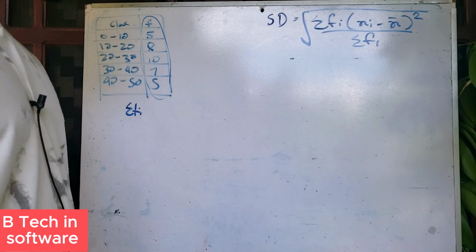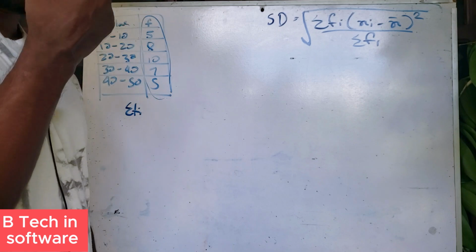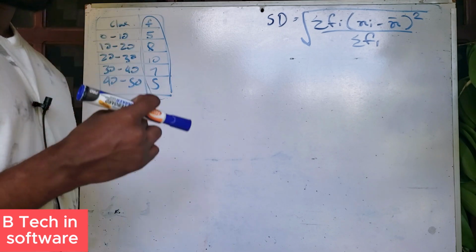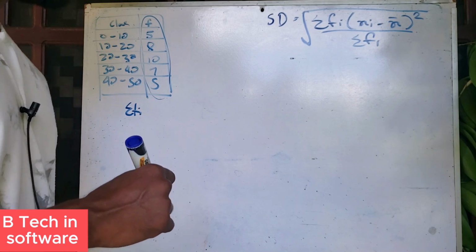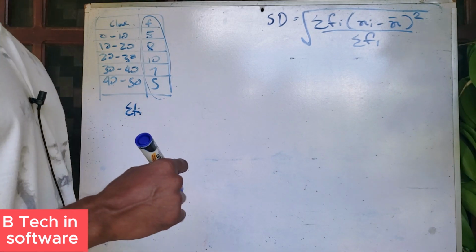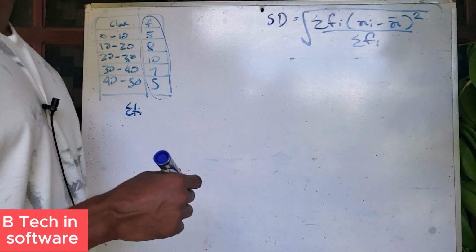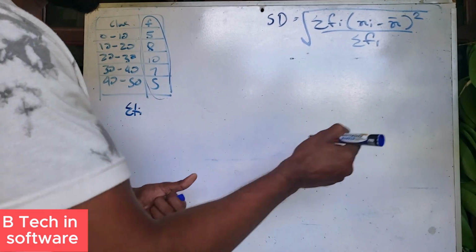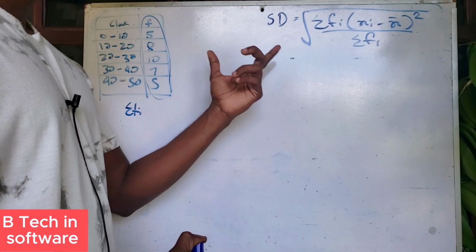In the previous video, we talked about how to find standard deviation for ungrouped data with assumed mean and without assumed mean. In today's video, I am going to teach you how to find standard deviation for grouped data with assumed mean and without assumed mean. This is the equation to find standard deviation for grouped data without assumed mean.